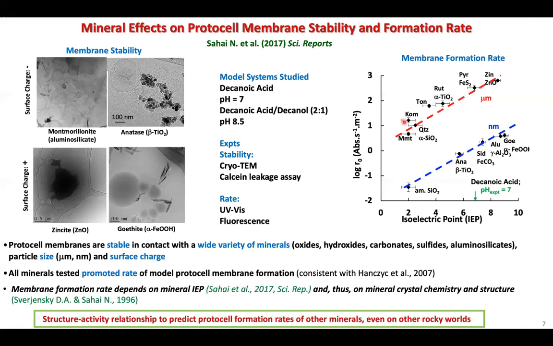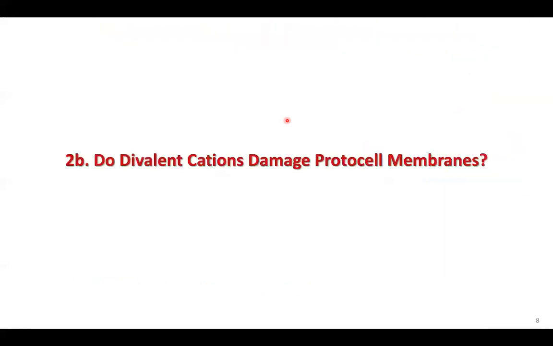And during my PhD in '96, '97, I showed that the isoelectric point of minerals can be thermodynamically predicted based on the crystal structure of the mineral and the chemical composition. So you find me a mineral on any planet, and I can predict its isoelectric point based on its crystal chemistry and structure. And based on this correlation, I can tell you what the rate of fatty acid or mixed fatty acid alcohol membrane formation would be. All right, how about divalent cations?